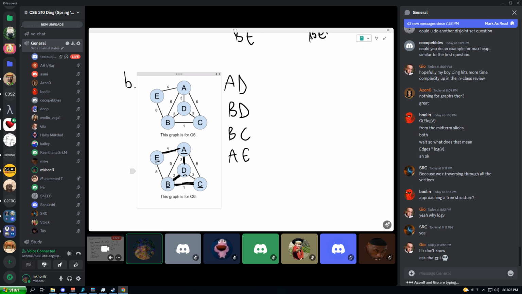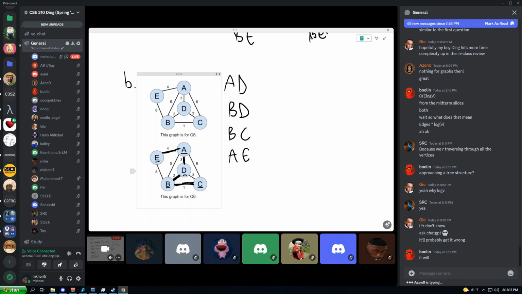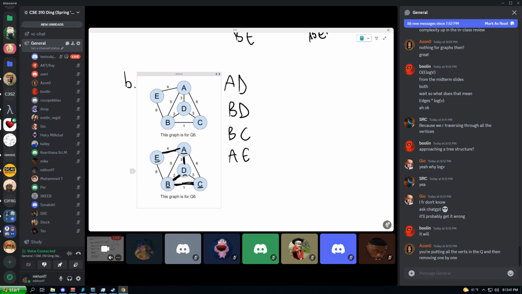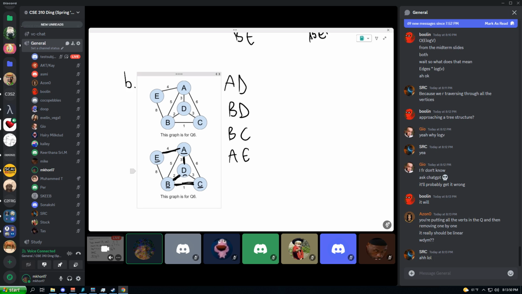Let's see here. Kruskal's time complexity. GPT can't add 1 and 1. Oh yeah, right, I forgot it uses a queue. Oh, no wonder. Okay, never mind. It uses a heap queue, doesn't it? Wait, it uses a queue, doesn't it? I'm pretty sure it does.